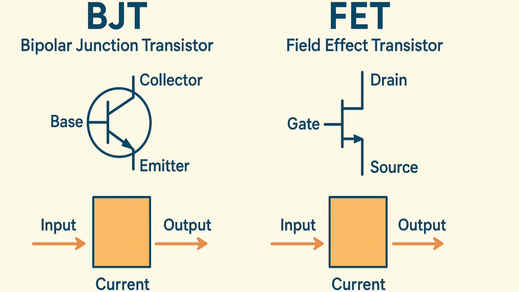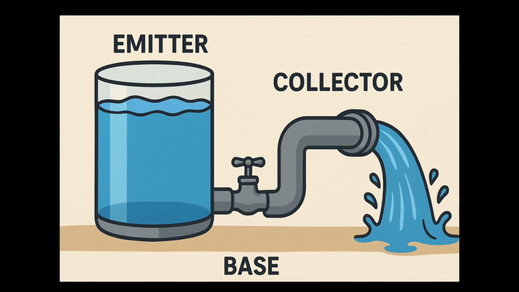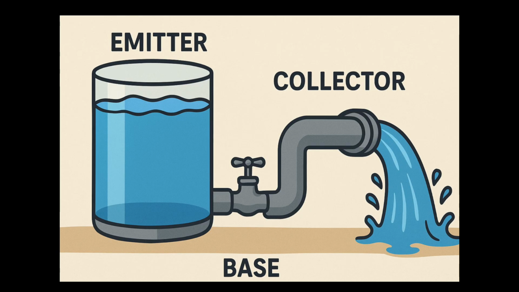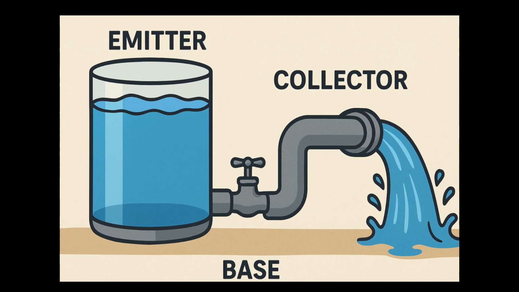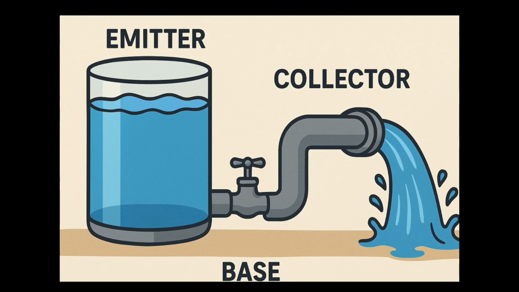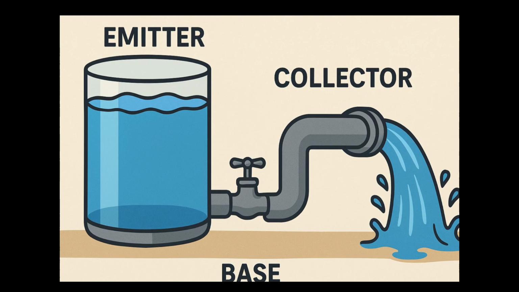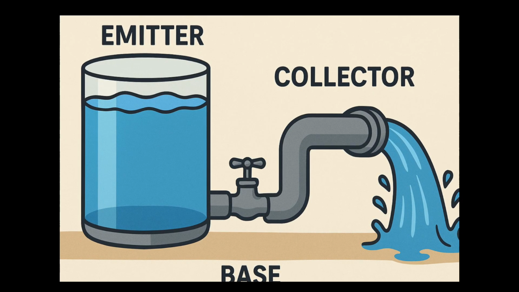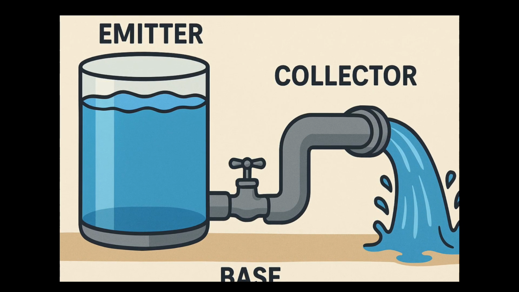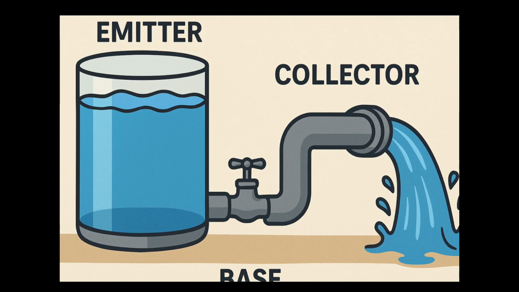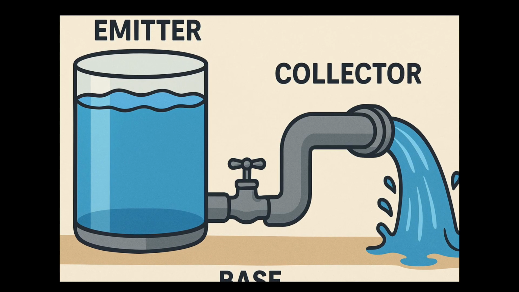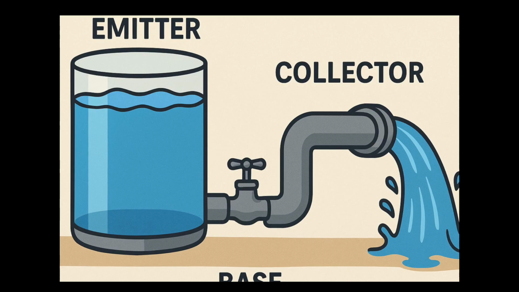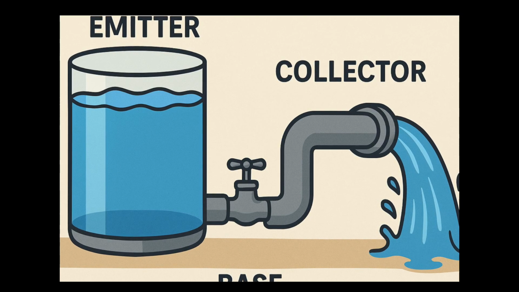But how does this magic happen? Let's take a BJT, the classic one. It has three terminals, the emitter, the base and the collector. Think of the emitter as a water tank, the base as a tiny tap, and the collector as the big pipe leading out. By just turning the base tap slightly, you allow a huge amount of water from the emitter to rush through the collector. That's what makes a transistor so powerful. A little push at the base and a flood of current flows at the collector.